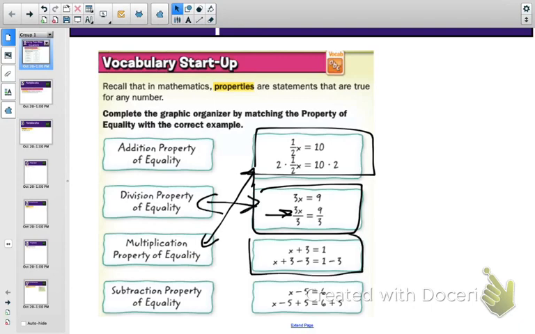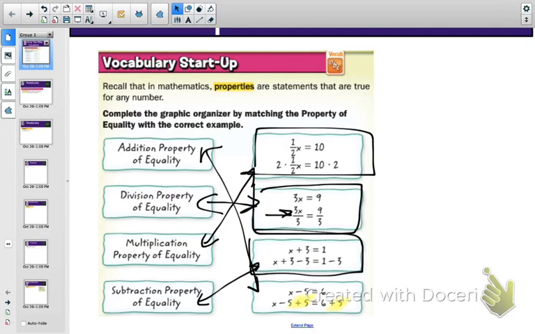Next box, we have x plus 3 equals 1. Notice we are subtracting 3 here and subtracting 3 here. So that would be the subtraction property of equality, because we're subtracting 3 from both sides. It's going to keep it equal. And then the last one, x minus 5 equals 6. Then we add 5 to both sides. So that follows the addition property of equality.